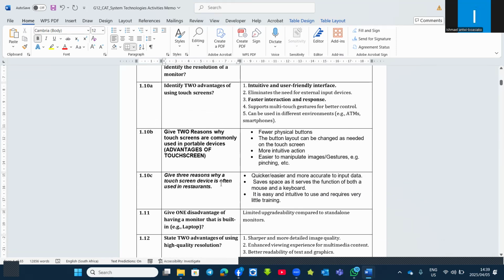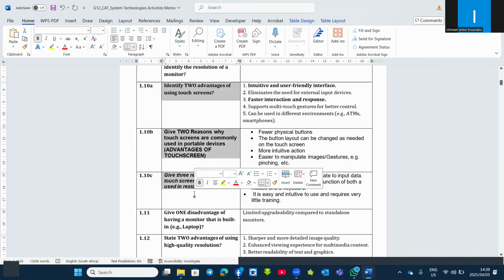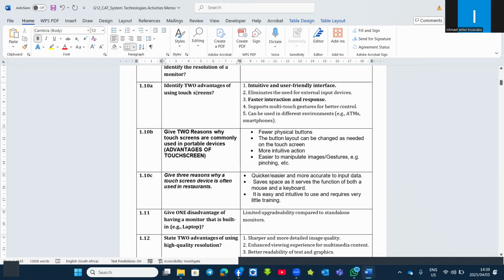Now, give 3 reasons why a touchscreen device is often used in a restaurant. Again, they are talking about the advantages. So these 3 are the same. They are talking about the same thing, but then the question can be twisted in a certain way. So here they are talking about advantages. It was straightforward. Here they are saying 2 reasons why they are commonly used in portable devices. And then this one here, 3 reasons why the touchscreen is often used in restaurants. Right.